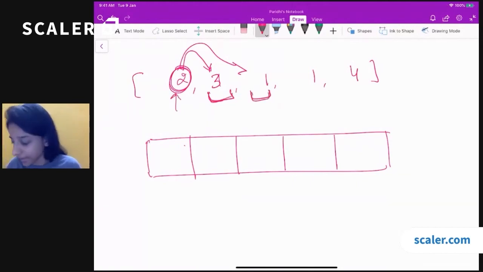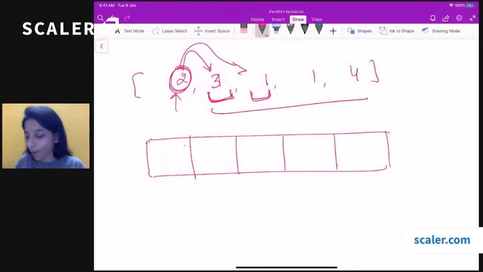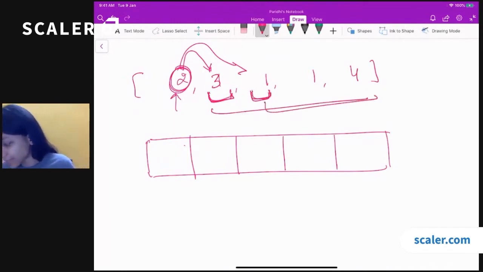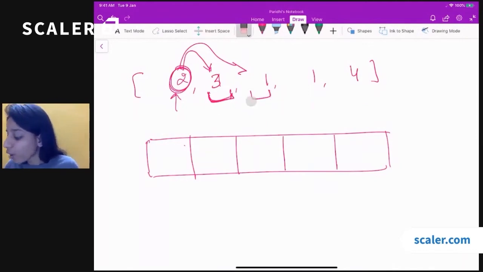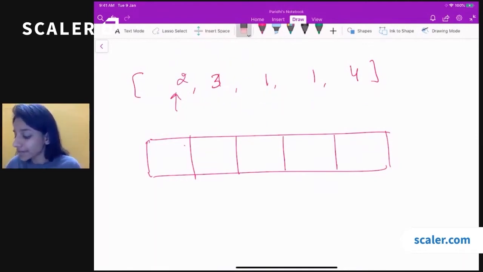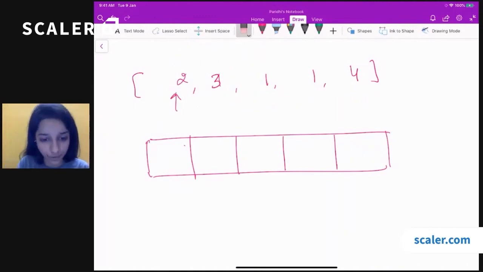Then after jumping to, let's say, 3, I will call for the rest of the subproblem, and after jumping to 1, I will call for the rest of the subproblem. So this will go on for every element, right? So this is the brute force solution. Now let's talk about the DP solution.